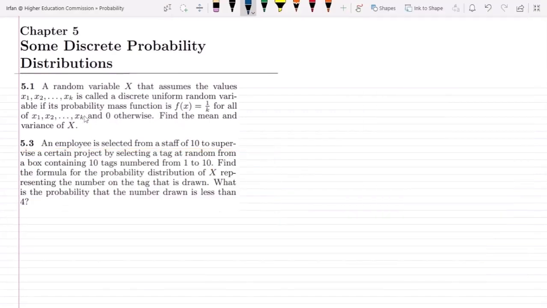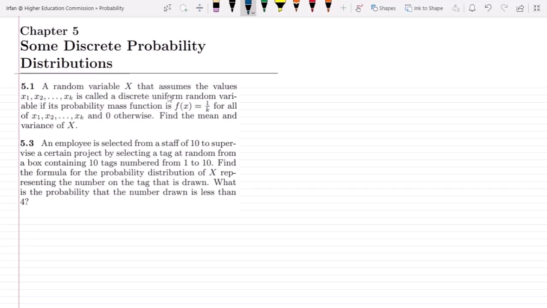So from today we are starting chapter 5, which is related to some discrete probability distributions, in which we will discuss some very important discrete random variables and discrete probability distributions, which have a significant role in your lives and all day-to-day activities. Okay, so let us first start question 5.1. This is the first question of the exercise. So let us first see what this statement is.